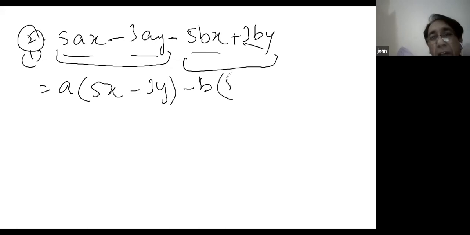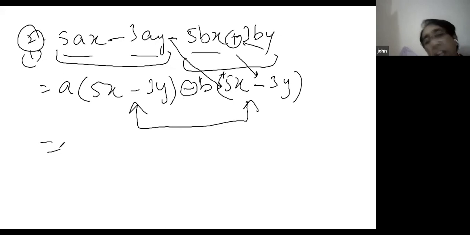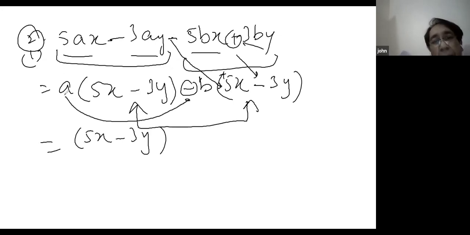You can write 5x minus 3y. You have already taken minus common, due to this minus has changed into plus. When you take minus common, this minus changes into plus, and this plus changes into minus, because you have taken minus common outside. Minus 3y. Now look at this. This value and this value have become a similar factor. From the similar factor, you can take one common: 5x minus 3y, and the remaining is a minus b.